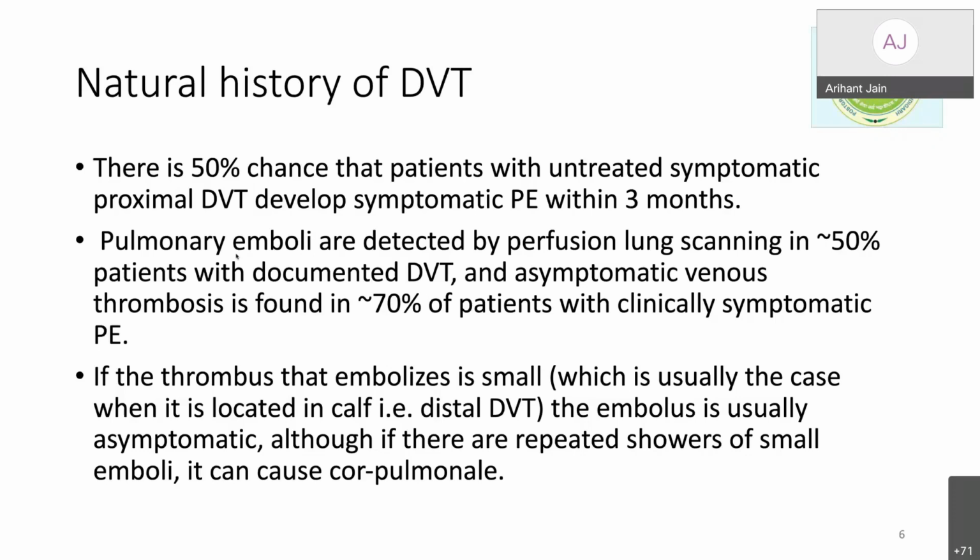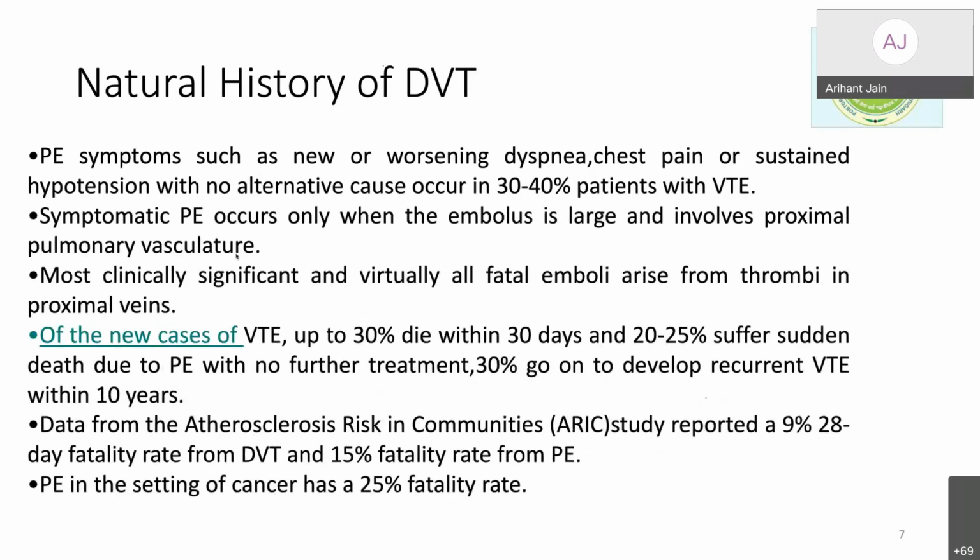Again, if the thrombus that embolizes is small, this generally happens in a case of distal DVT. The pulmonary embolism at that time may be asymptomatic, but in the long run, if there are repeated showers of small distal DVT emboli, it can cause cor pulmonale. So whenever you have cor pulmonale, you have to see whether it is because of chronic thromboembolic pulmonary hypertension.